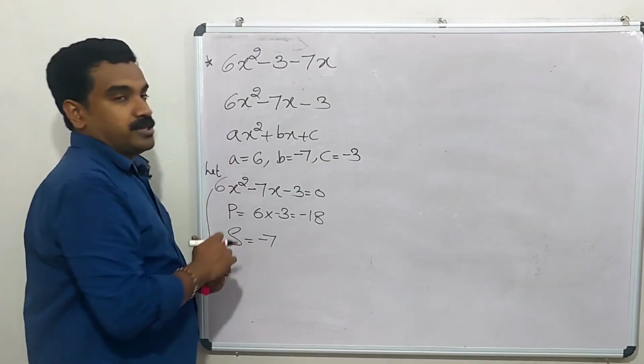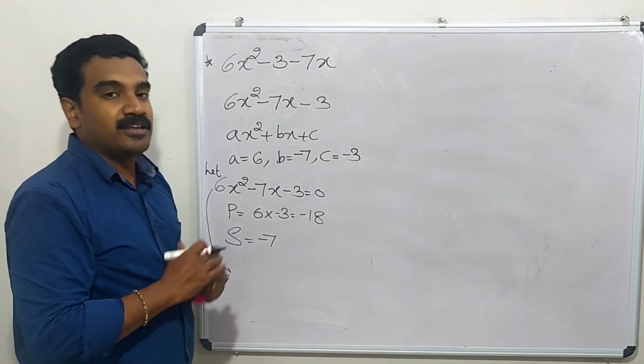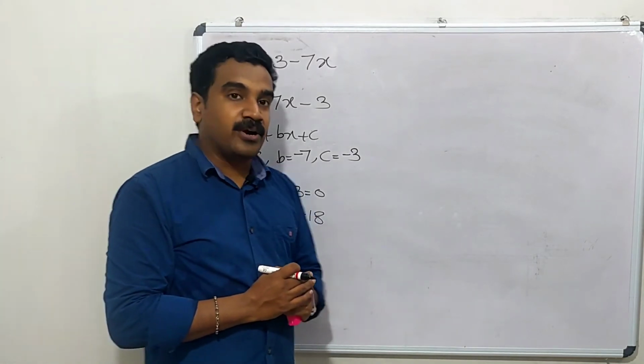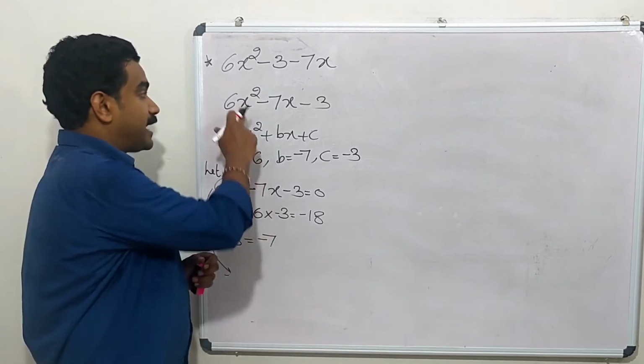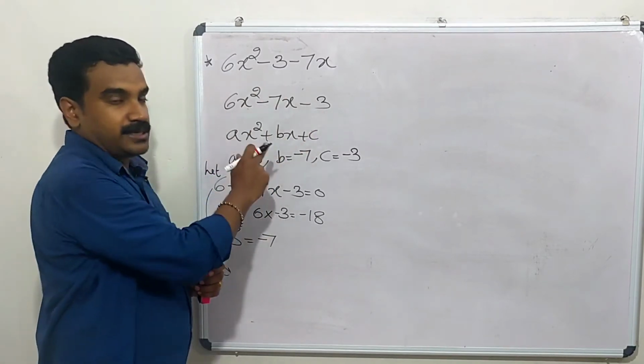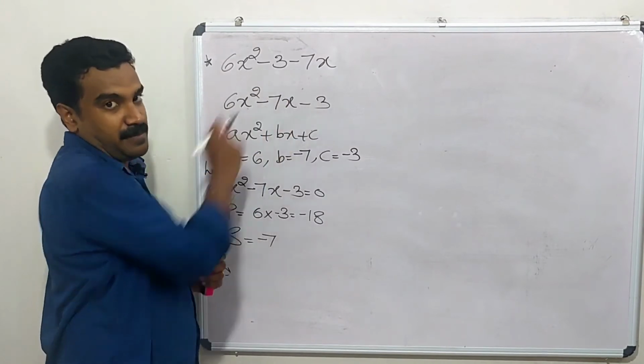Okay, this question: 6x square minus 3 minus 7x. We want to find the zeros, then we want to verify the relationship between the zeros and coefficients. So 6x square minus 3 minus 7x. First we want to arrange x square, then the term with x, then the constant term. That's why you can rearrange the question as 6x square minus 7x minus 3.